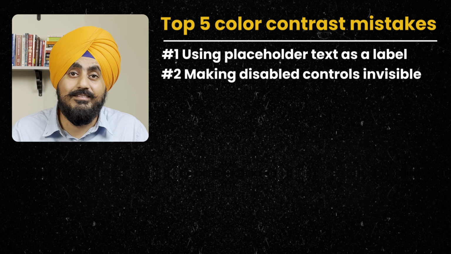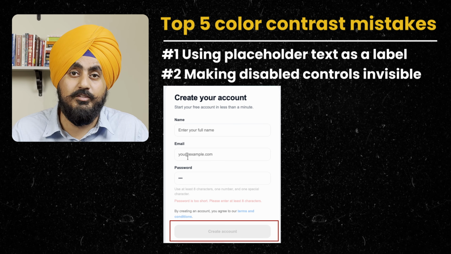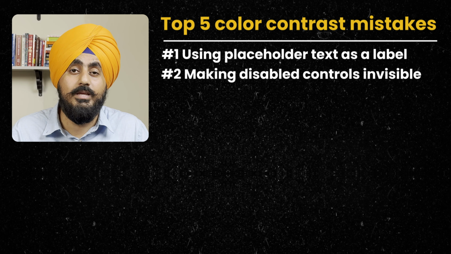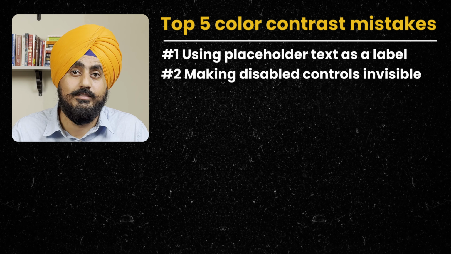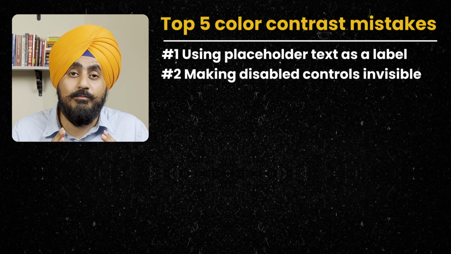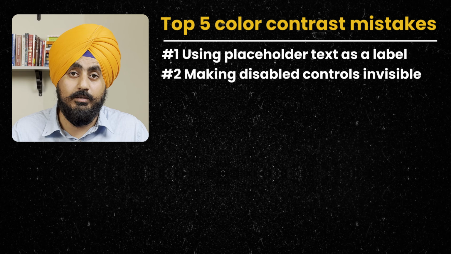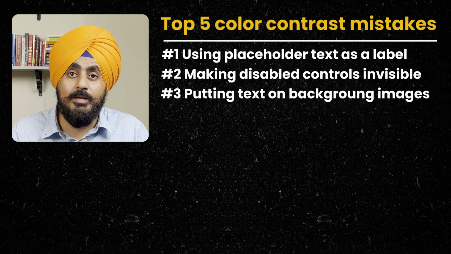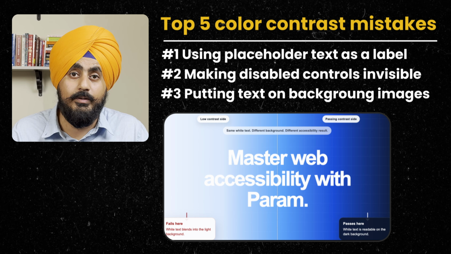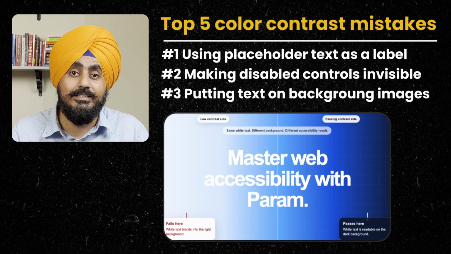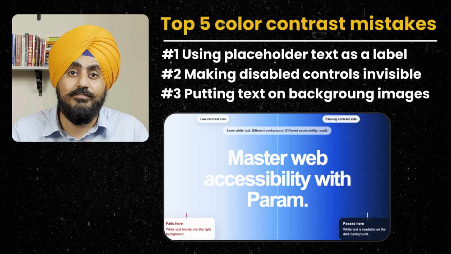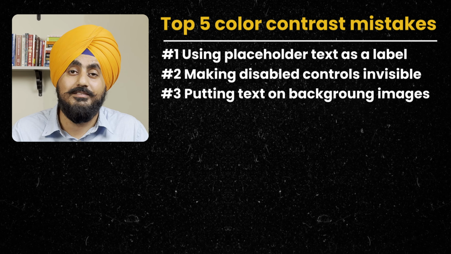Mistake 2. Making disabled controls almost invisible. Yes, inactive controls have exceptions in WCAG, but that does not mean you should make them impossible to understand. Users still need to know what exists, what is unavailable, and most of the time why it is unavailable. Mistake 3. Putting text on images without a reliable overlay. White text may pass on the dark side of the image and completely fail on the lighter side. If your team changes the image, the contrast changes. If the responsive layout changes, the contrast changes.